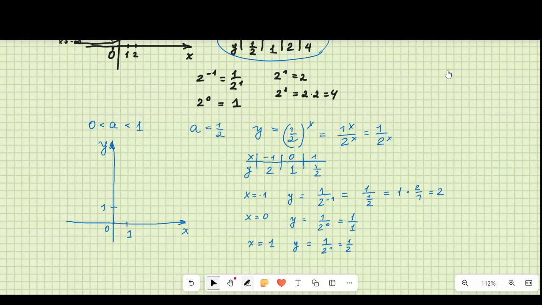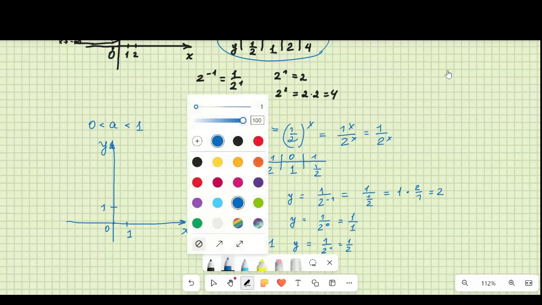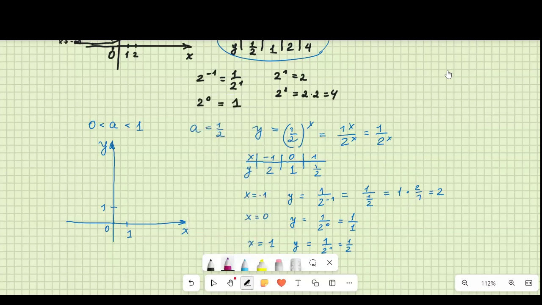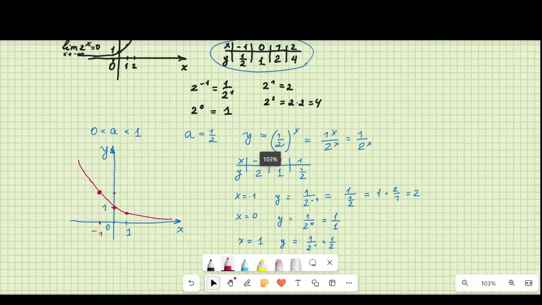I want to use a different color for graphing what we have. Let's use pink. So my first point is x equals -1 and y equals 2. When x equals -1, y is going to be equal to 2. So the point is going to be here. Next point, 0, 1, right? When x equals 0, the point is 1. And when x equals 1, the point is 1/2. Now I'm just going to connect these 3 points with a smooth curve and extend it a little bit to the left, a little bit to the right. Well, that's my second graph.